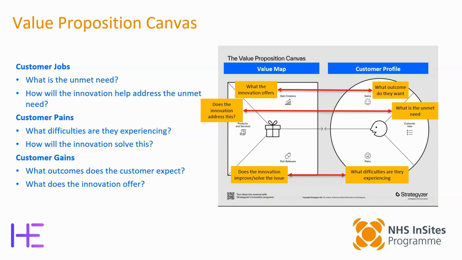And to build the value map, you directly connect the solution to those jobs, pains, and gains. So we can ask, does the innovation meaningfully help with the jobs that we have identified, relieve the most important pains, and create the gains the customer actually values?